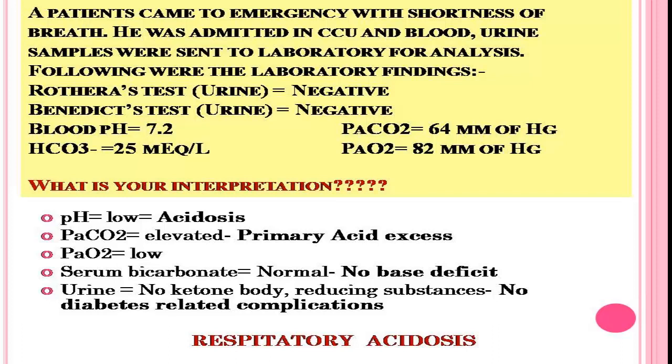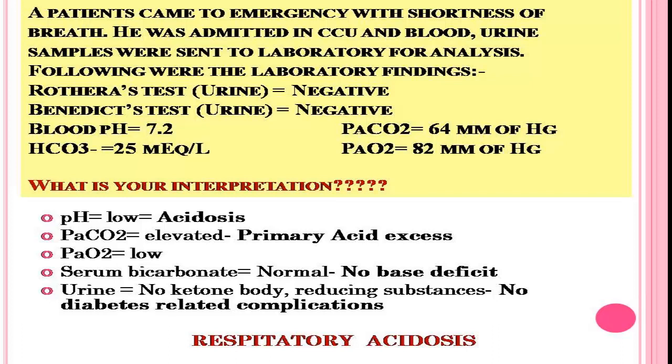Now again follow that general rule. First look at the pH. The pH is on the lower side than the reference level, so it is a case of acidosis. Clear? Next you have to look at the bicarbonate level, PaCO2 and PaO2 level. Here you can see that PaCO2 is elevated, that is, the partial pressure of carbon dioxide is elevated. So the dissolved carbon dioxide in the system will also be elevated. So this is a case of primary acid excess.